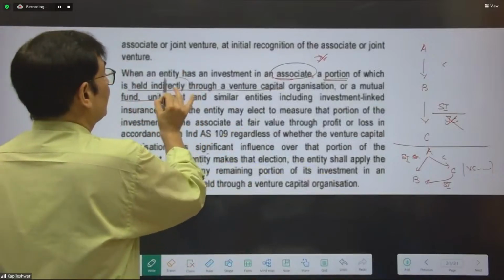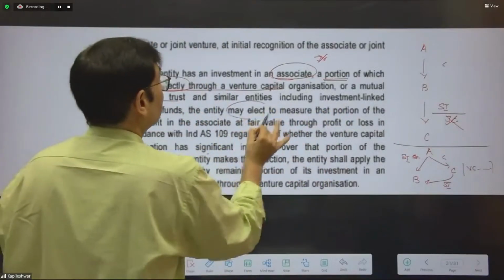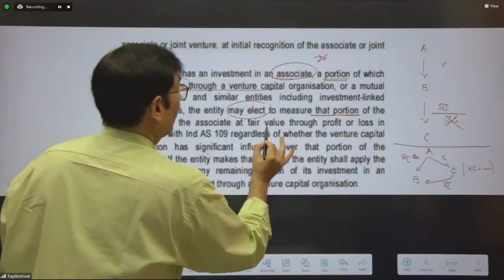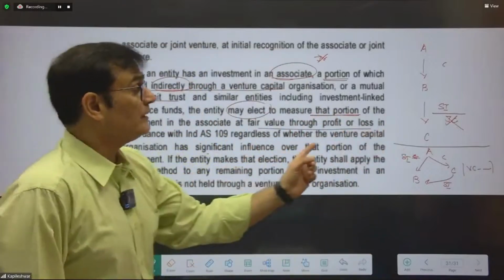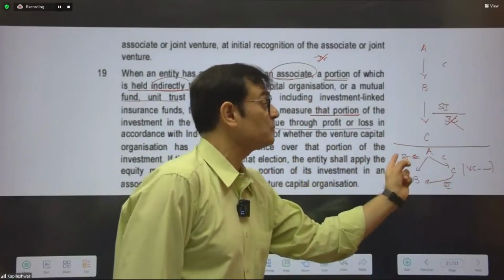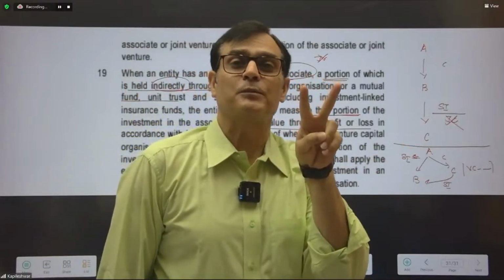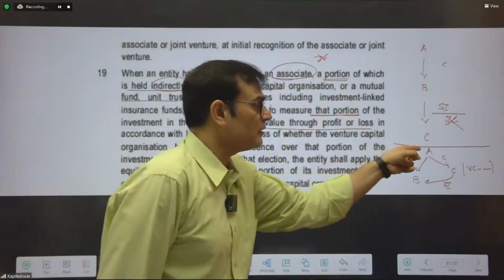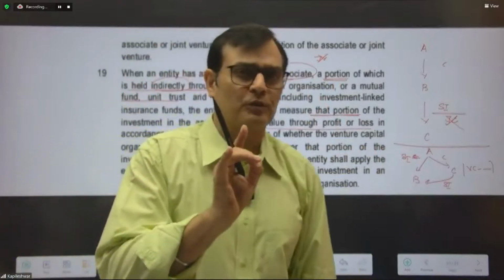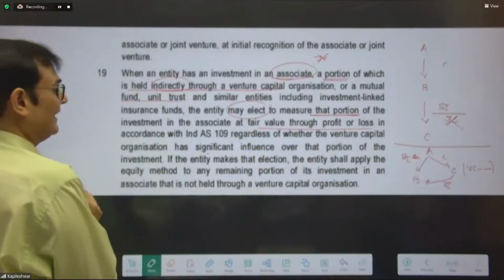A portion is held indirectly through a VC or a mutual fund, etc. The entity may elect to measure that portion of the investment at FVTPL. So only this portion will be measured using FVTPL, not this portion. So we will segregate the investments into two portions: one not through a VC and one through a VC. The portion of the investment which is held through a VC, you've got a choice to apply FVTPL.